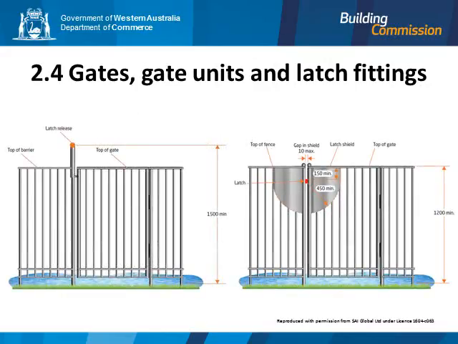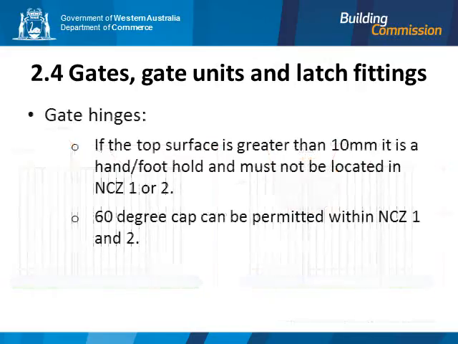The diagram on the left shows a latch release located at least 1.5 metres high. The diagram on the right shows a shielded gate latch, which is identical to the 1993 edition. Gate hinges are specifically addressed within this standard. Hinges located within non-climbable zone 1 or 2 with an upper surface greater than 10 mm are not permitted unless the top of them are fitted with a 60-degree chamfer.